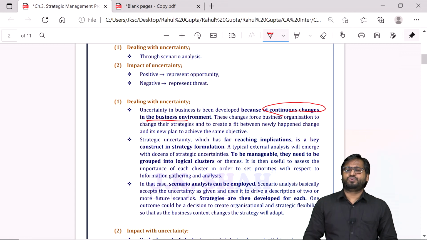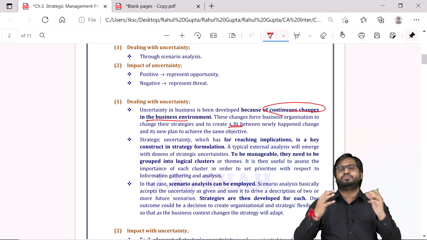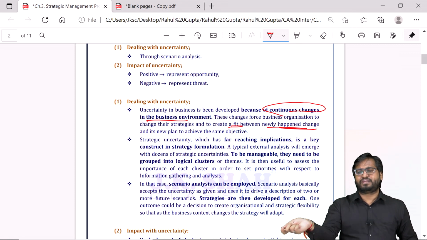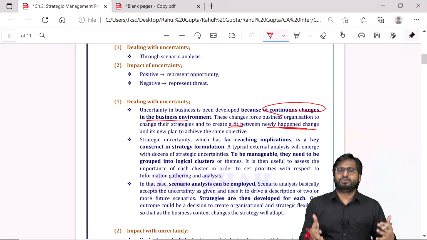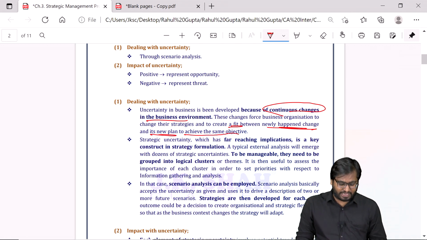These changes force the organization to change their strategies and to create a fit. Fit means a match between the newly changed things, whatever is happening in the environment, and our plans. We need to have a balance. We should match. And it's planned to achieve the same objectives.